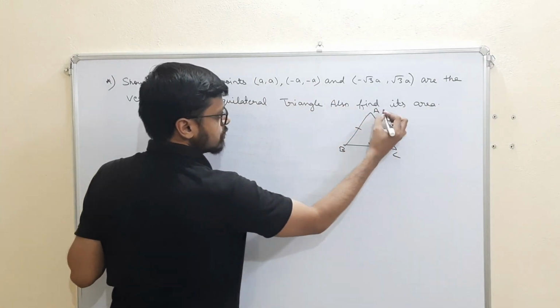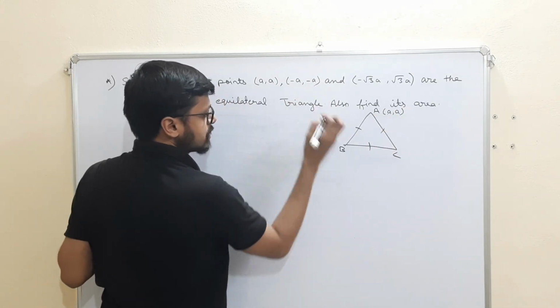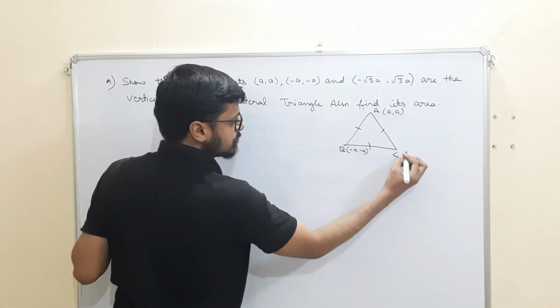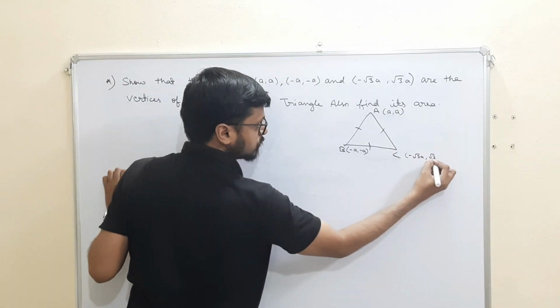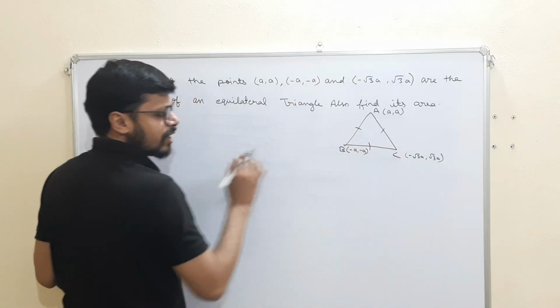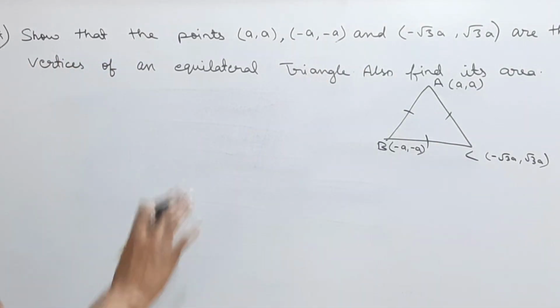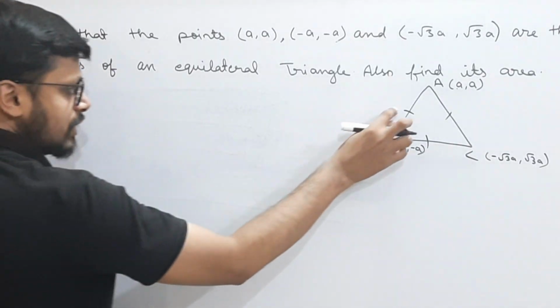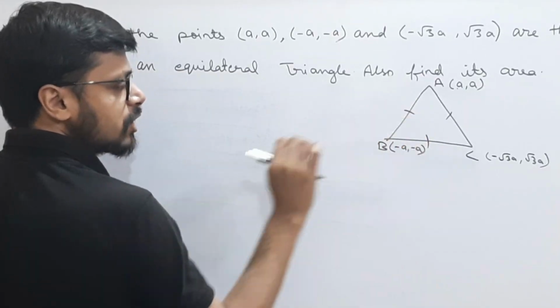So this is point A, this is B, this is C. A is given as (a, a), B is (-a, -a), and C is (-√3a, √3a). So this question seems hard, but it is very easy, and after that we have to find the area of the equilateral triangle also. First we will find the distances. If we can prove that these three sides are equal to each other, it will be proved that it is an equilateral triangle.